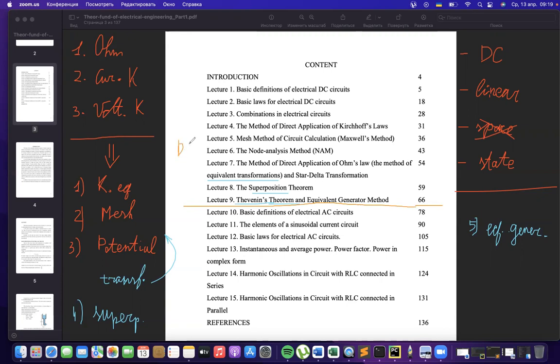It is everything connecting to DC. Then we will move, I think it will be next, on the next class, on the next lecture, to alternating current. And we could use all main laws, all main methods in the alternating current case.